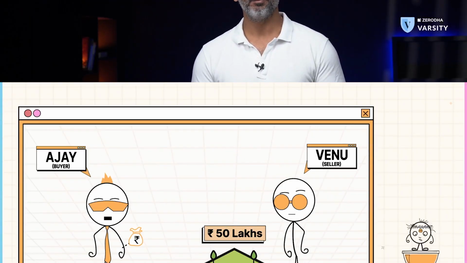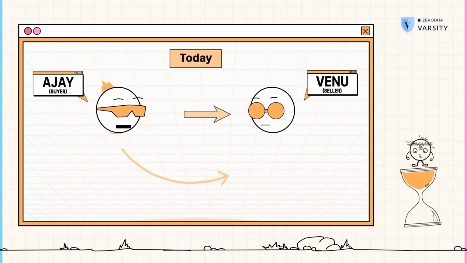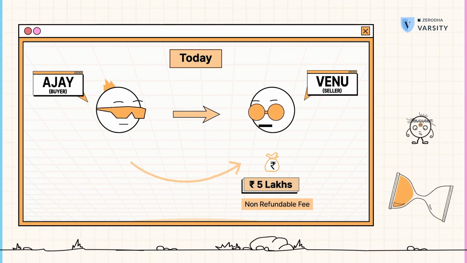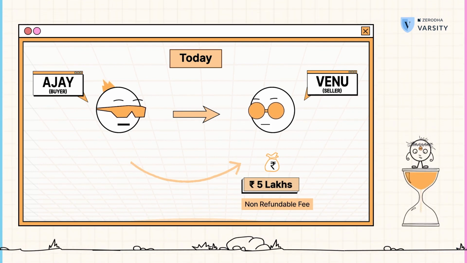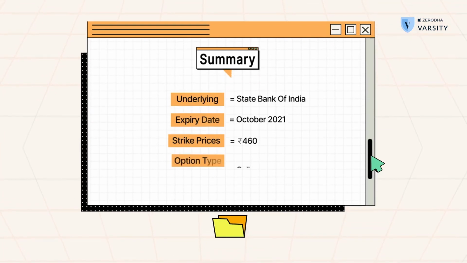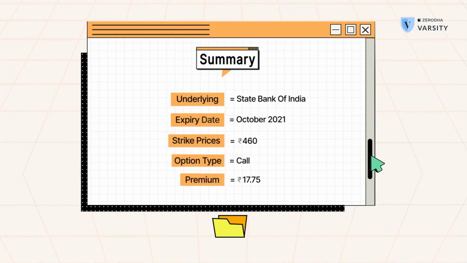Now the question is, what is the premium? Remember, in the land example, the premium was a non-refundable amount that Ajay paid to Venu. That is, the buyer paid the seller, and the premium was 5 lakh rupees. In case of the SBI stock option that we are talking about, the premium is 17 rupees 75 paisa.